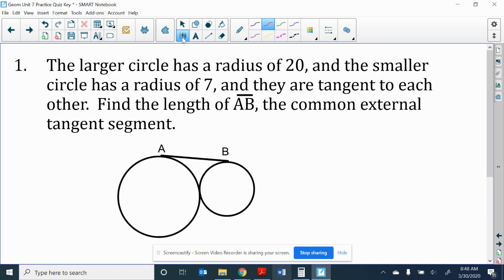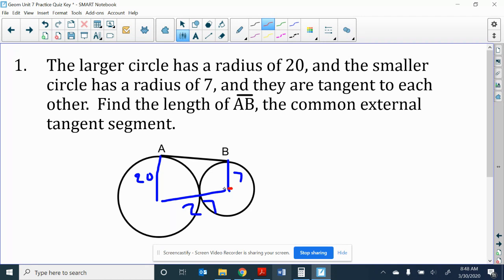Okay, definitely one of these tomorrow. So we are given the larger circle has a radius of 20, the smaller circle has a radius of 7, and they're tangent to each other. Find the length of the common external tangent. So, as we've seen before, we're going to draw both of those in. That's 20, that's 7. The distance between these things is 27.